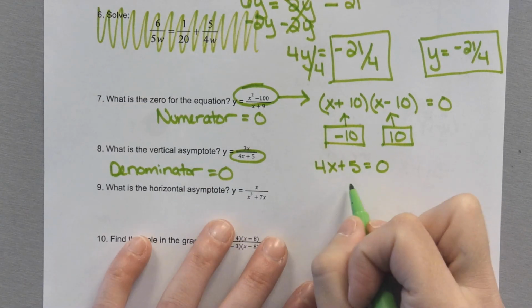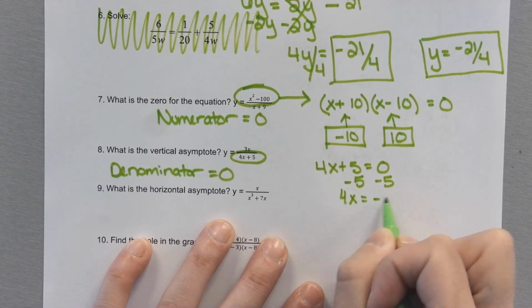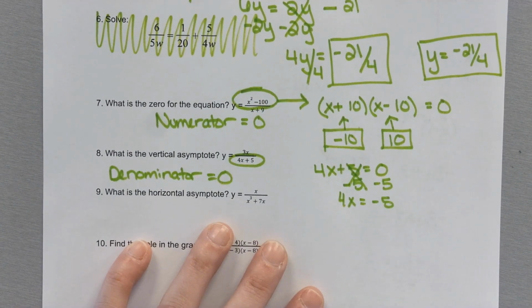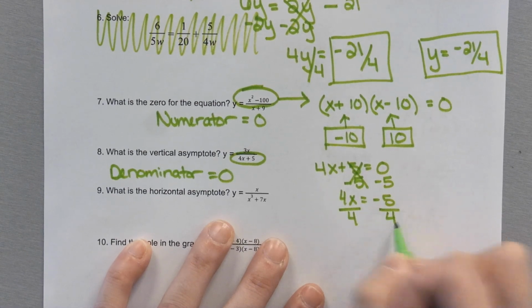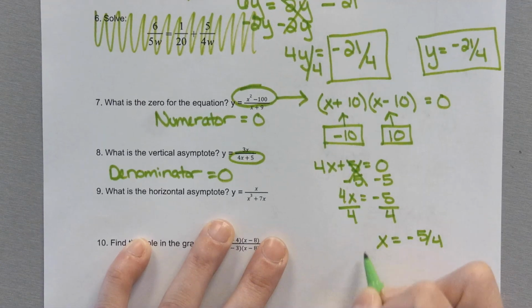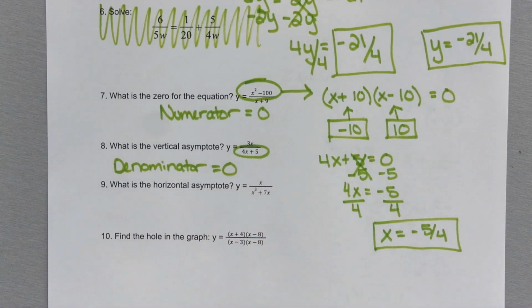Minus the 5. So I get 4x equals negative 5. Divide by the 4. So I get x equals negative 5 over 4. So that would be my final answer. Could I give a decimal if I felt like it? You could.